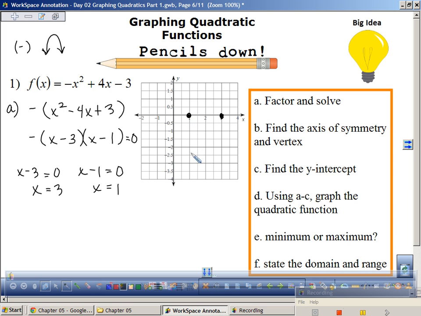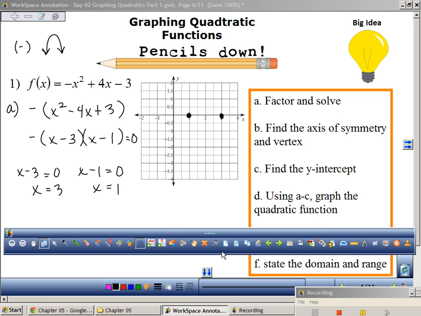and 1. All right. My next step is to find the axis of symmetry and vertex. I know my axis of symmetry is where? Can you see it? I see it. If we have symmetry, right, doesn't it have to be at 2? I'm going to show you how to solve it.